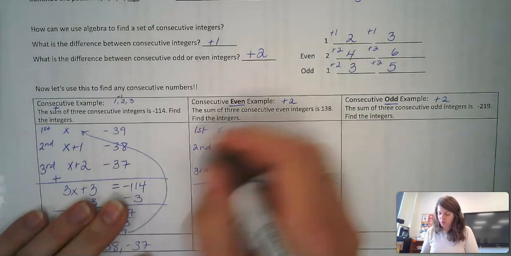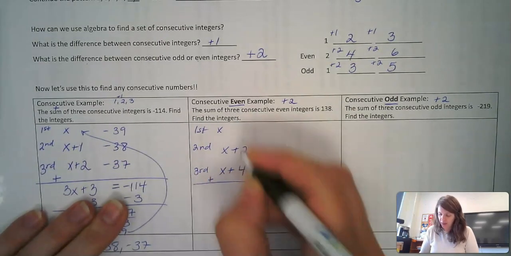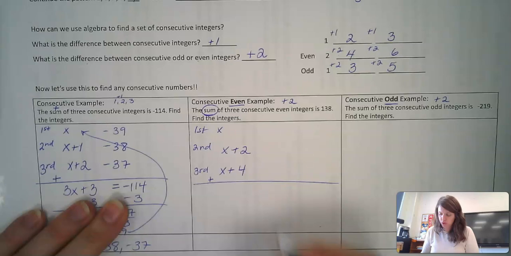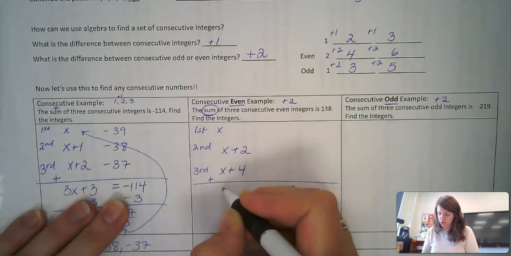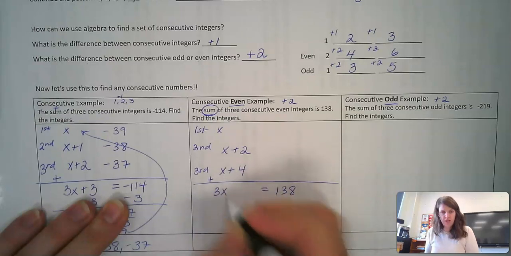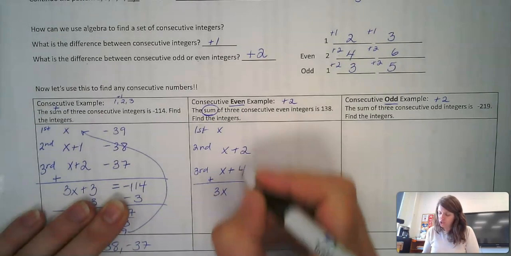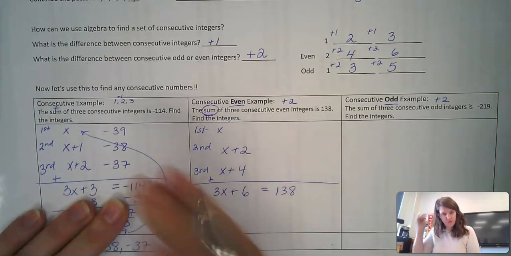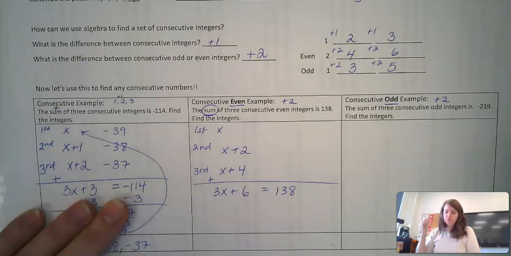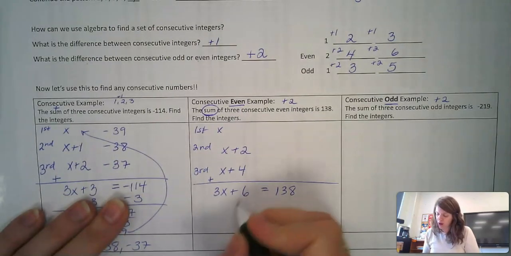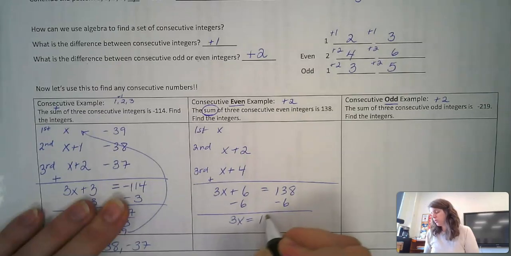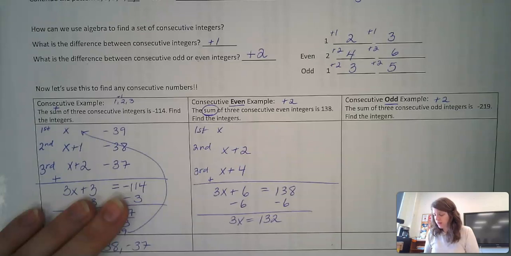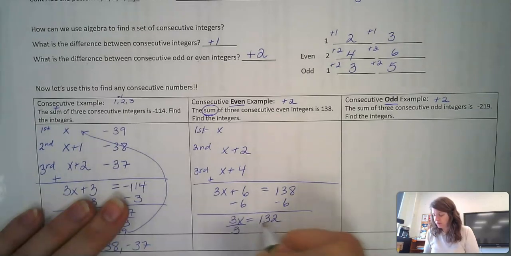So now what am I doing? I'm saying I'm adding them up. I'm summing them. It says the sum of these, right, is equal to 138. And so the sum is 3 x's, right? I'm looking for my 3 terms. And then I've got a 2 and a 4, which give me a 6. And so here I'm going to subtract 6 and subtract 6. And I'm going to get 3x equals 138 minus 6, which gives me 132. And then I'm going to divide by 3 and divide by 3.